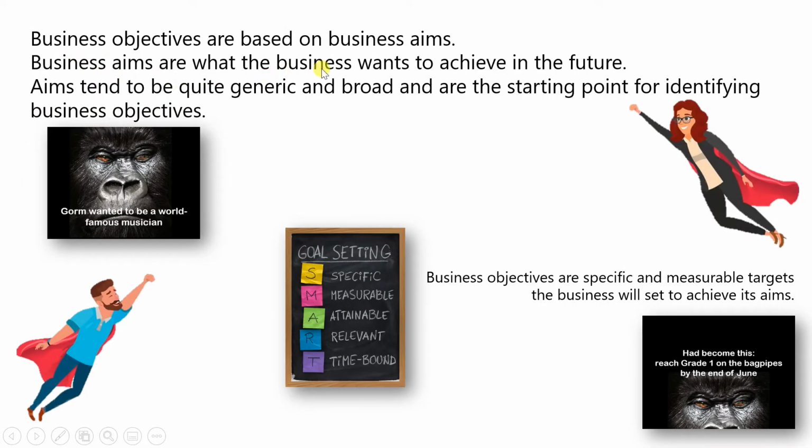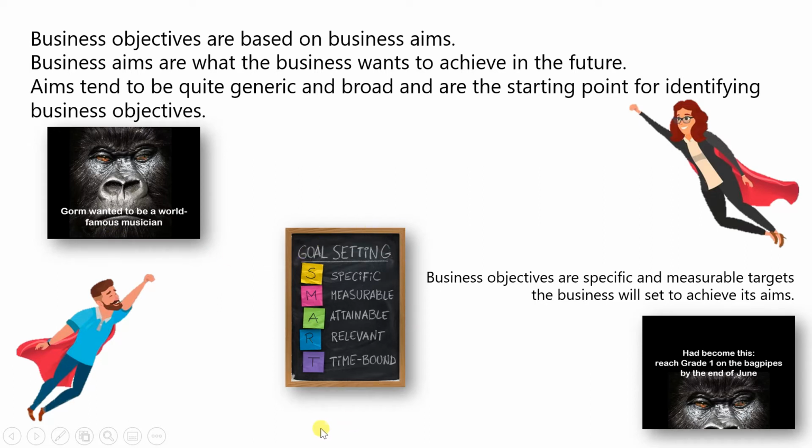Business objectives are based on business aims. Business aims are what the business wants to achieve in the future. Aims tend to be quite generic and broad and are the starting point for identifying business objectives. For example, our friend Gorm the gorilla, he wanted to be a world famous musician. That's a broad, generic, aspirational goal that he would like to achieve.